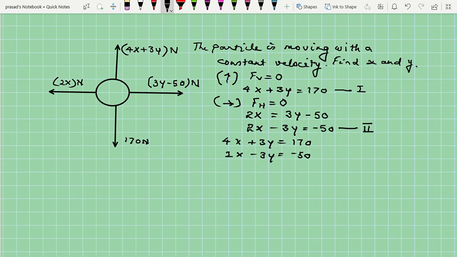Now since the y coefficients are equal and opposite in sign, just add them. So 3y and negative 3y cancel. 4x plus 2x, that is 6x, and 170 minus 50, that is 120. So x is equal to 120 divided by 6, that is 20. That means x is 20 Newton.